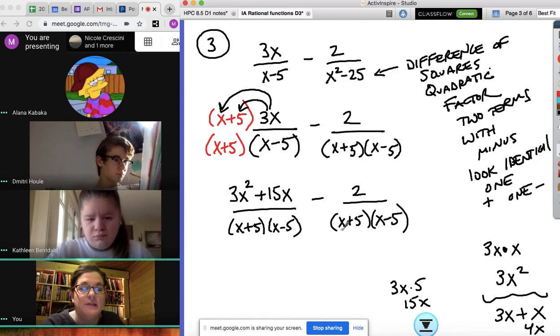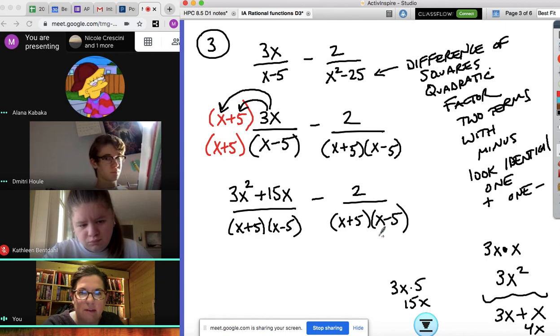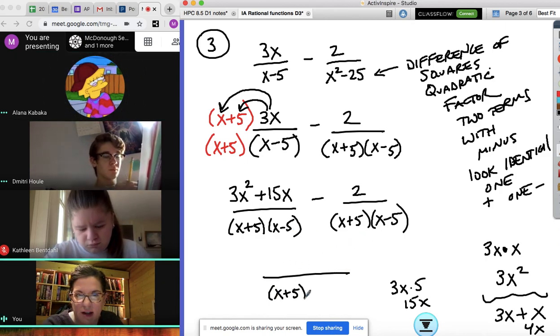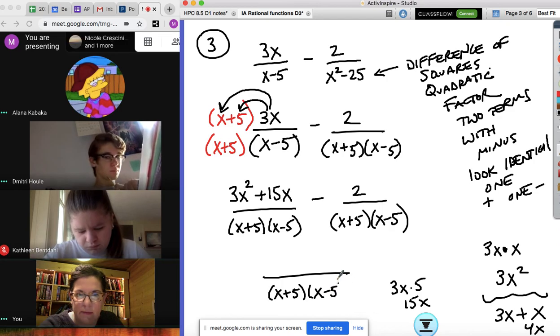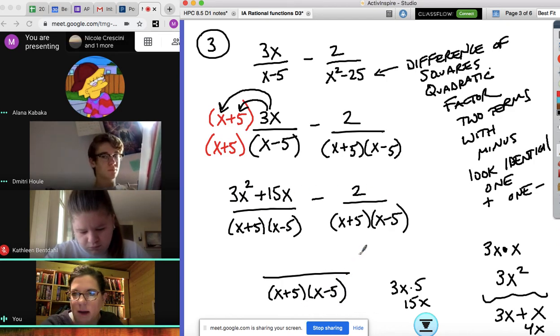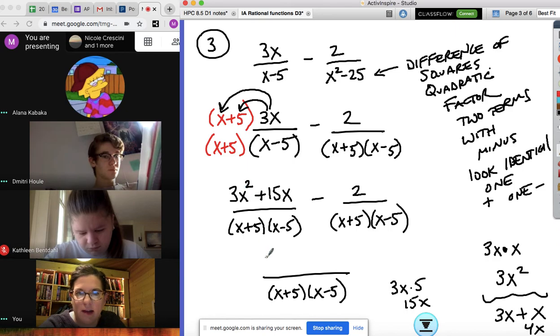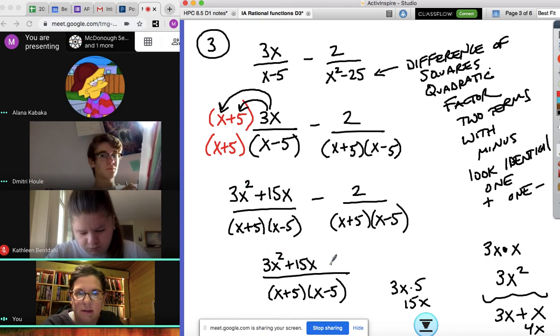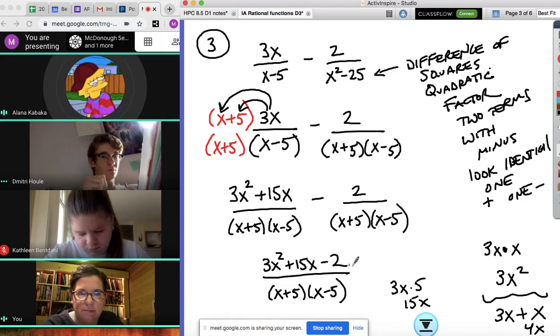Okay, so now we can actually combine these two together because we have a common denominator. So that common denominator will stay your denominator. And then all we do is subtract the tops. So I have 3x squared plus 15x, and then I've got that minus 2.